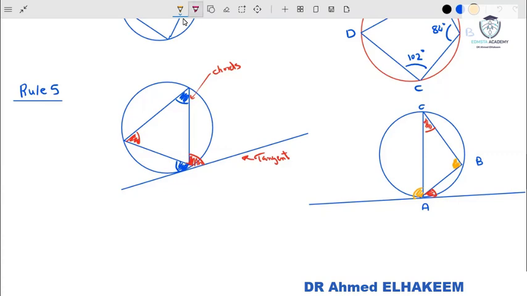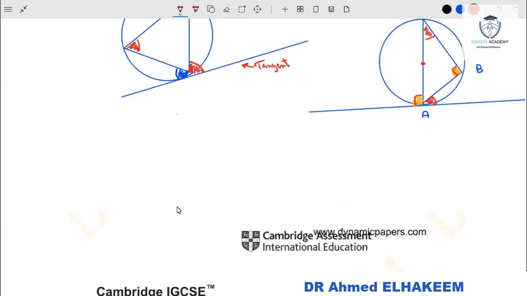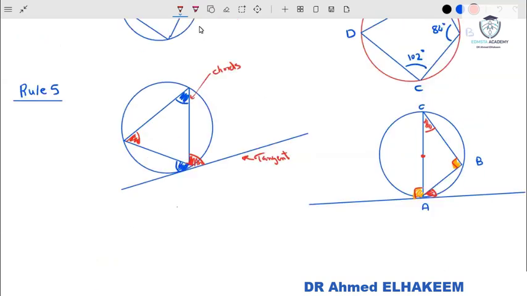Okay. And if this is the center, this will be the diameter. So this angle will be 90, and that angle will be 90. Understand? But if this is not the diameter, it will be any angle. So these are 5 rules that we have, and the last 2 rules I will write here because there is no more space.